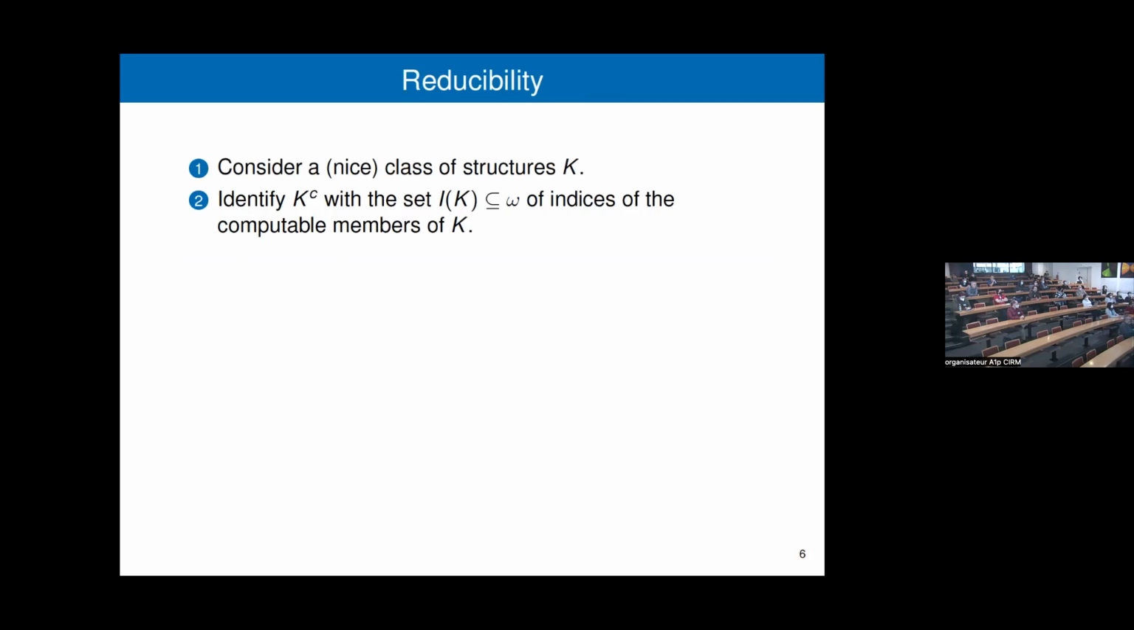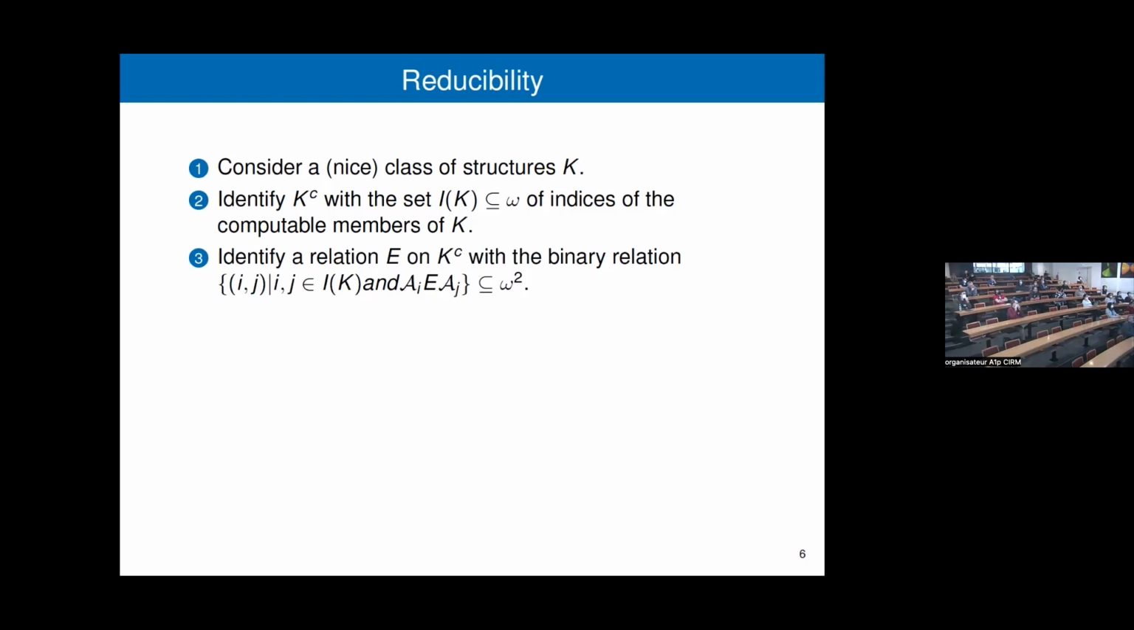Then we just pick all the computable structures from this class, identify them with the natural numbers through the indices of the atomic diagrams of those structures. So we get the index set for this class, the set of indices of all the computable members of this class. By nice, I here mean that this index set is not too complicated. In our case, mostly we will think about hyperarithmetical index sets.